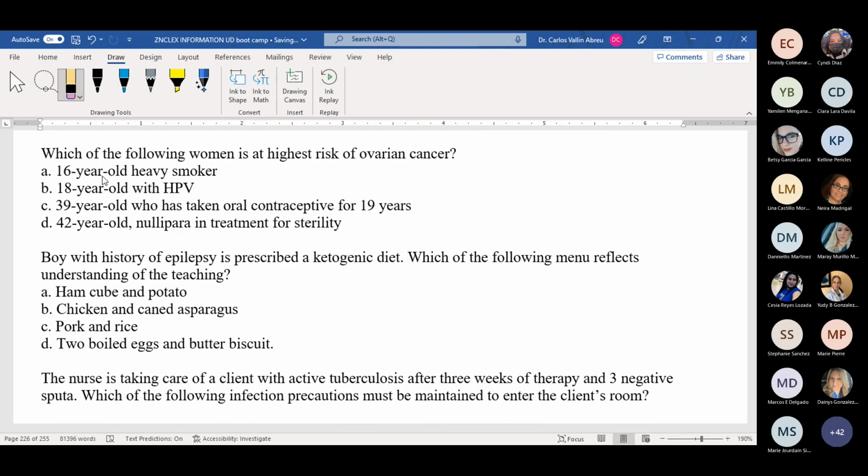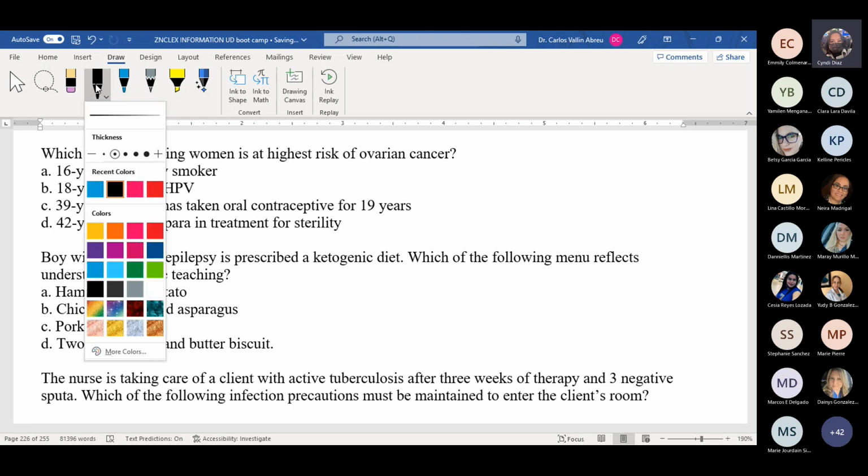Which of the following women is at highest risk of ovarian cancer? A: a 16-year-old heavy smoker. B: an 18-year-old with human papilloma virus. C: a 39-year-old who has taken oral contraceptives for 19 years, since her 20s. D: a 42-year-old nullipara in treatment for sterility.